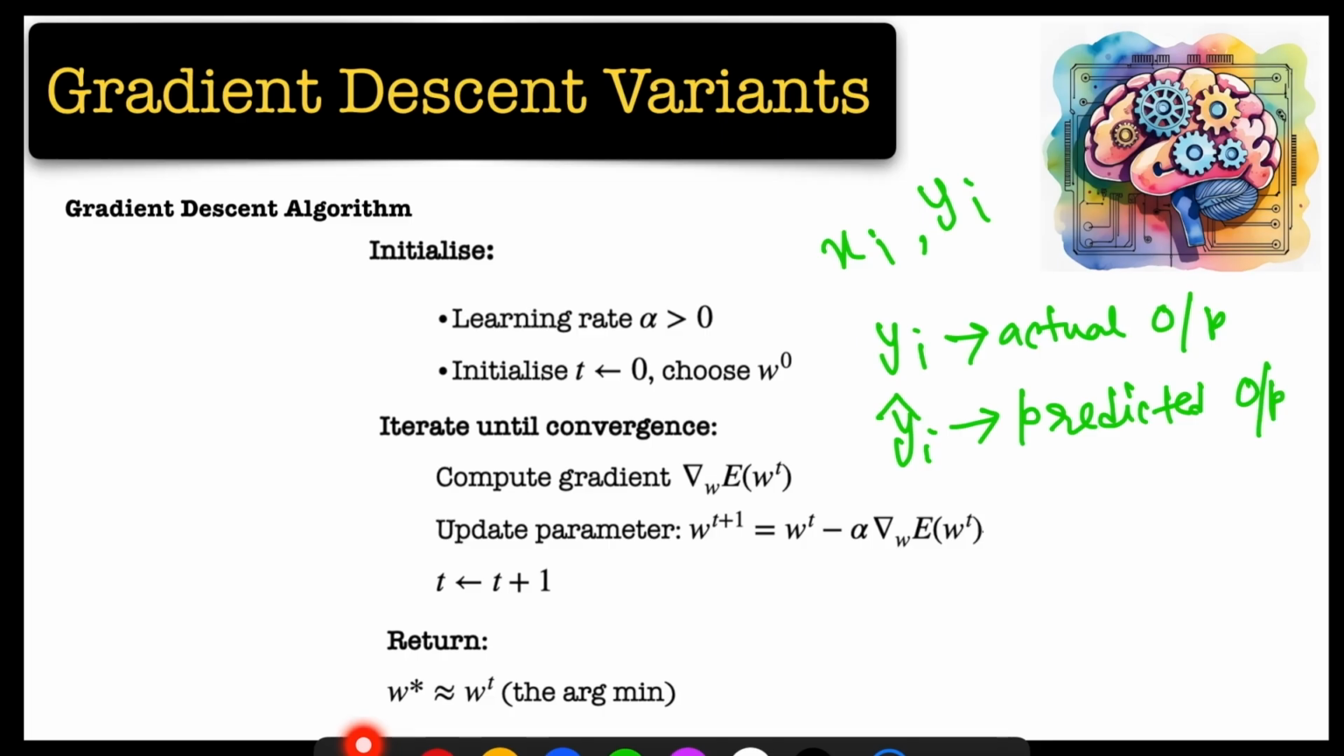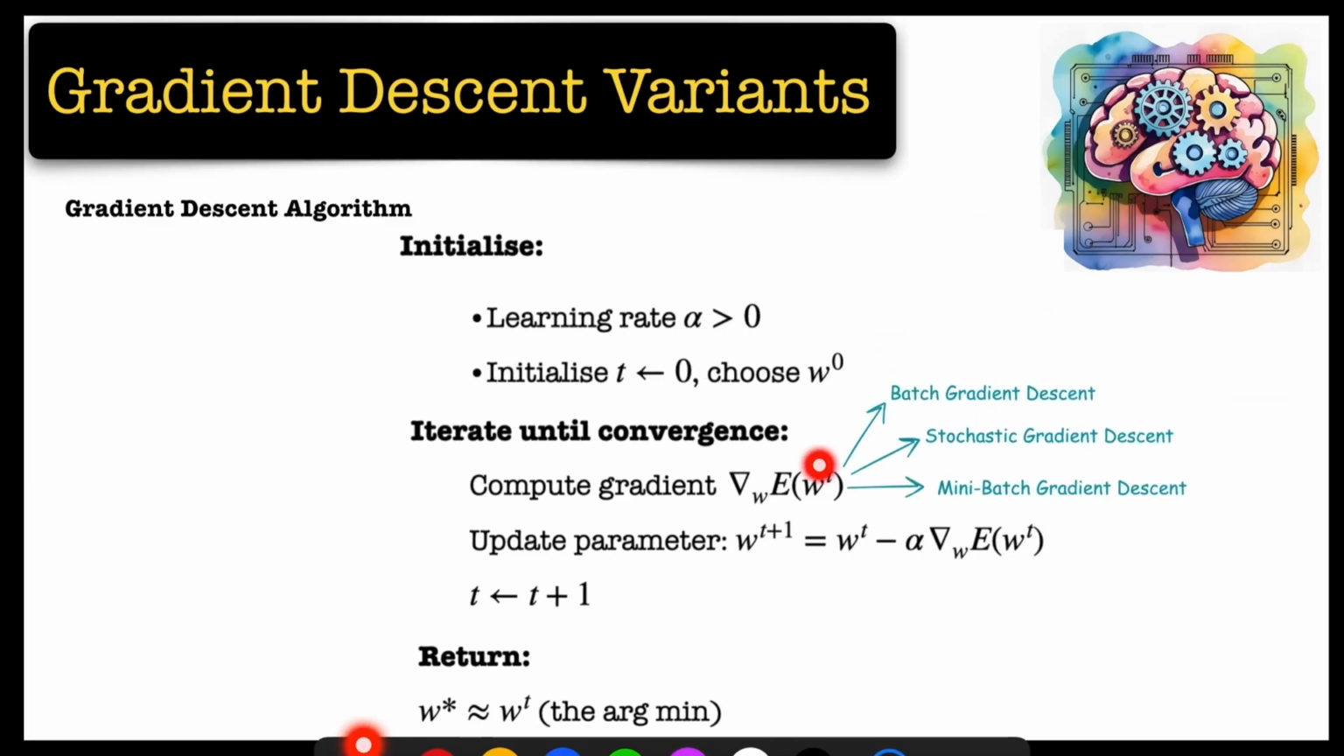So what we do is compute the gradient of this error. We update the weight parameter: Wt plus 1 equals Wt minus alpha times the gradient of this error. Then we increment the iterations. Our main target is to minimize the loss, and that is the convergence criteria. Once we reach there, we return W star, the optimized weights, which are the weight parameters at the last iteration.